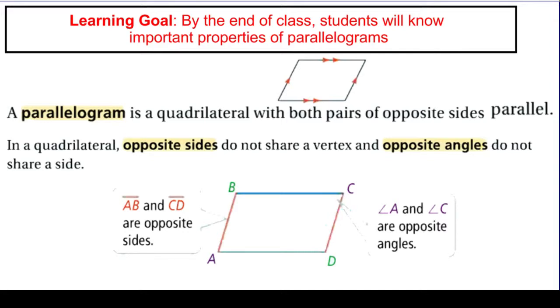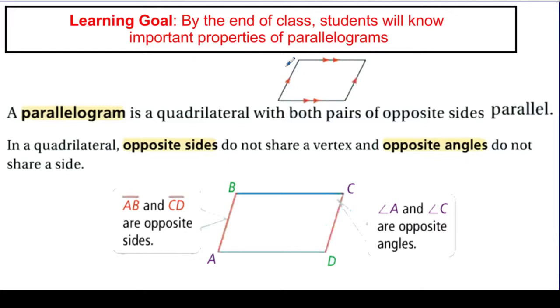Okay, we're going to say both pairs of opposite sides in this quadrilateral need to be parallel to each other. So I'm giving you a picture up here of what that would look like. We're claiming that the top and the bottom of the shape, which we call opposite sides, are parallel to each other, and the left and the right hand side, those opposite sides, are also parallel to each other. If that's true, we would call this quadrilateral a parallelogram.